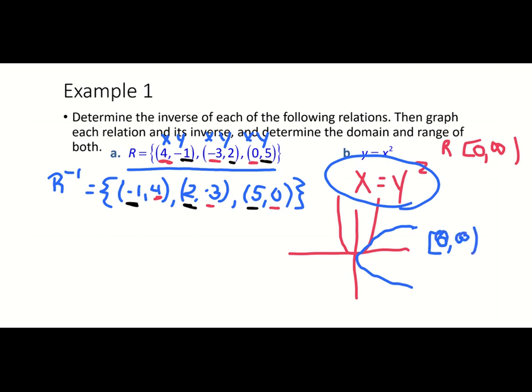Oh my gosh, that's horrible looking. Let me scratch that out. Let's see if I can do it better. 0 to positive infinity. That's your domain. And your range, it's going to be anywhere on the y-axis, so it's going to be all real numbers. Now, they're not always as easy as this. This one was kind of nice and easy, but they're not always that easy.